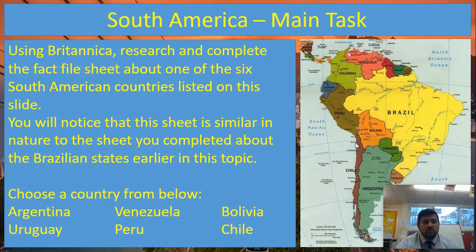As I said, you'll notice the sheet is similar to the one about the Brazilian states. It asks for things like draw a picture of the flag, what's the population, what currency do they use, what language do they speak, what sort of food do they eat, any famous people, culture of those countries. Really nice bullet-pointed activity, and just gives you an opportunity to find out something new about a country you didn't necessarily know about before. As a little bit of interest, I would maybe suggest finding out about one that you've not heard much of before. Find out about a country you didn't know about, because that in itself is an amazing thing.